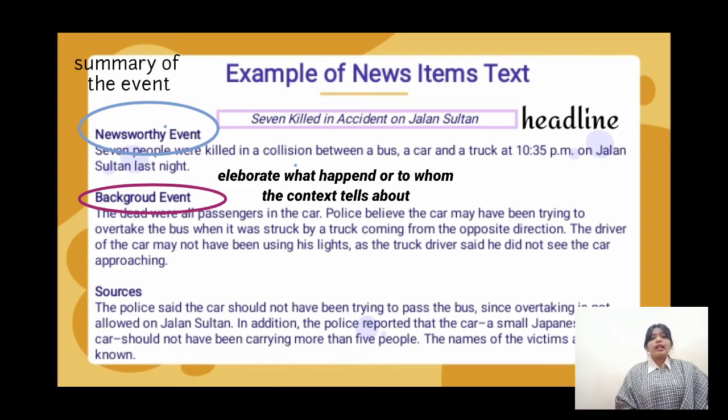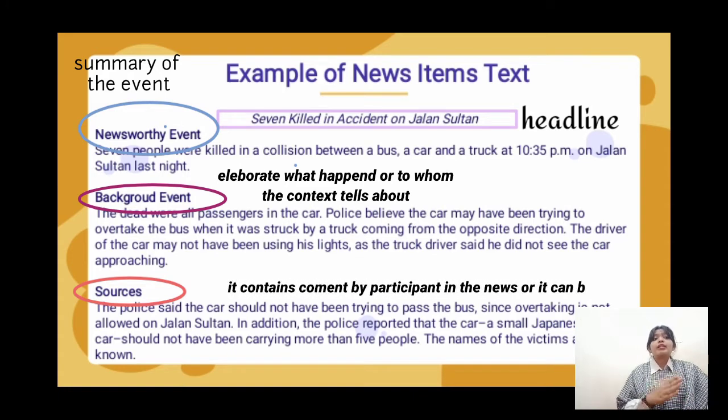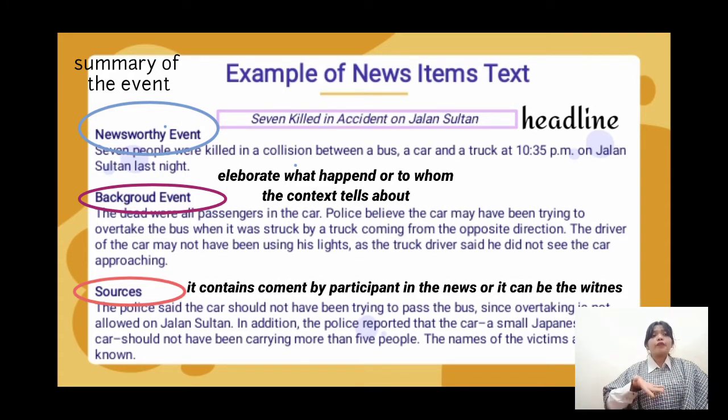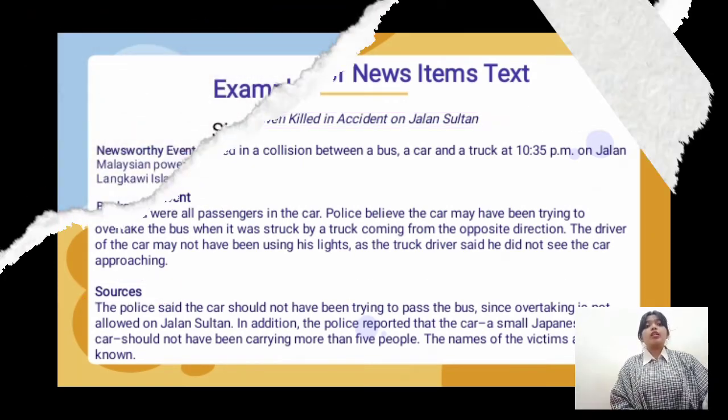And then the next, the police said the car and so on, is a source. Why is it a source? Because like I told you before, there is a comment by a participant, or a witness of the event, or maybe an authority or expert on the event.